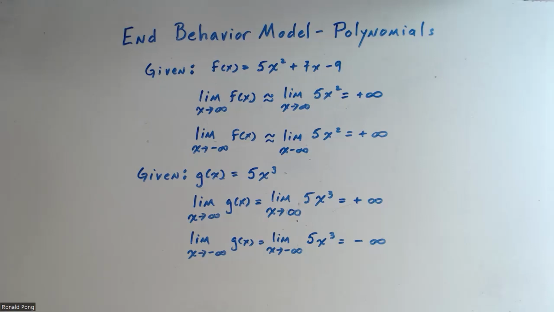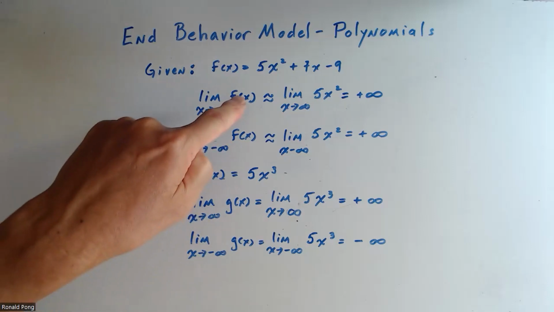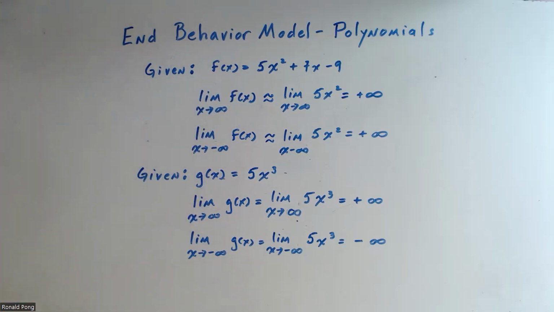Obviously, if I change the sign of the lead term from positive to negative, we would simply reverse the signs of both of these limits. In other words, they would both head toward negative infinity.